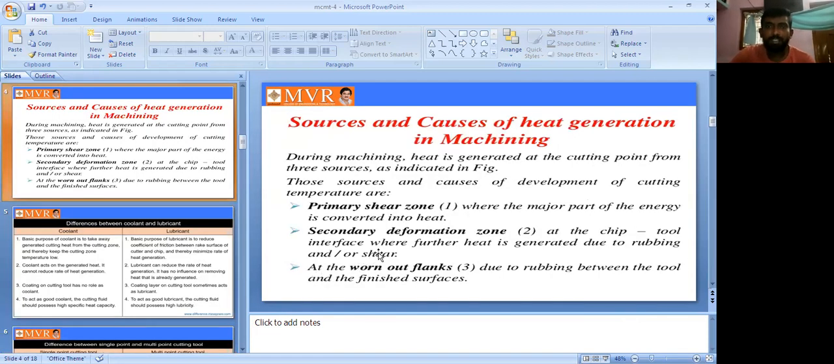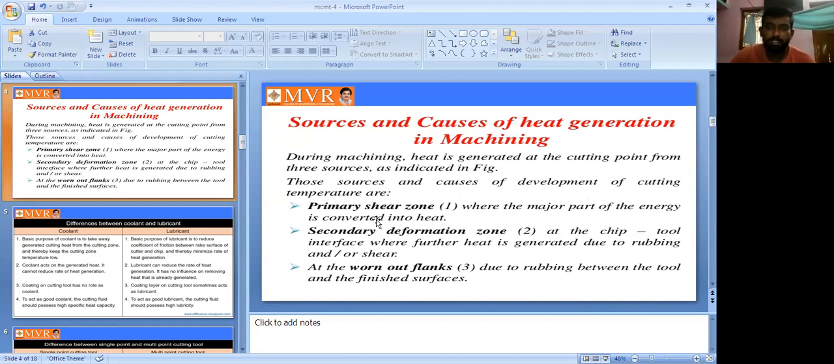Next we can see the sources and causes of heat generation in machining. What are the sources and causes of heat generation in machining? See here, during machining, heat is generated at the cutting point from three sources as indicated in figure 1. So at the cutting point, three sources are indicated. In the cutting zones, three sources are indicated here.